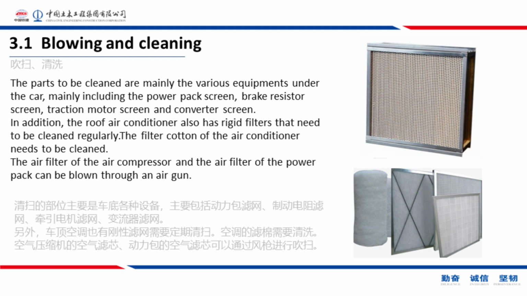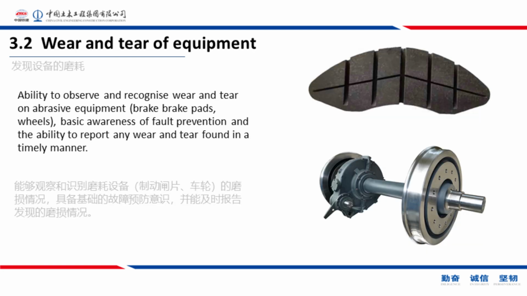PPT 27. 3.1 Blowing and cleaning. The parts to be cleaned are mainly the various equipment under the car, mainly including the power pack screen, brake resistor screen, traction motor screen and converter screen. In addition, the roof air conditioner also has rigid filters that need to be cleaned regularly. The filter cotton of the air conditioner needs to be cleaned. The air filter of the air compressor and the air filter of the power pack can be blown through with an air gun.